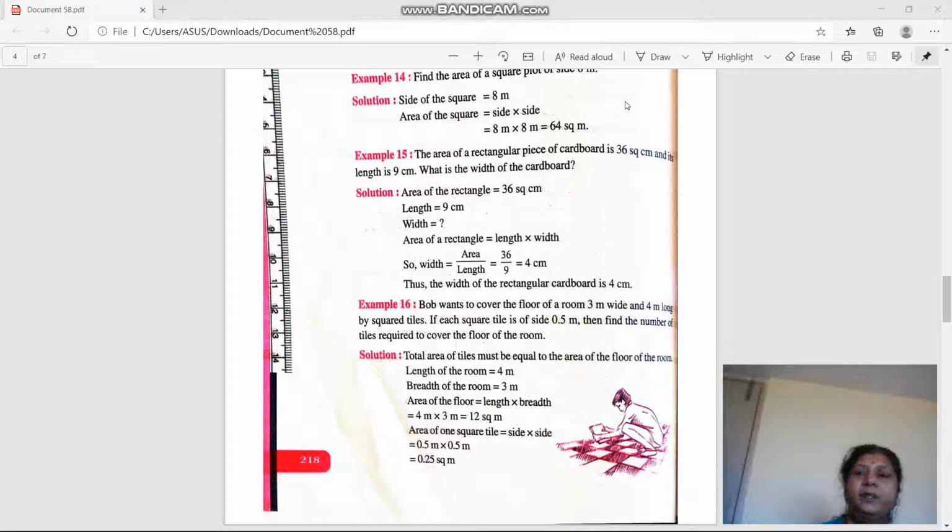We are revising the exam. We are not revising. We are solving the examples, to understand the examples given in the book. Okay. So once again, I will repeat this example.